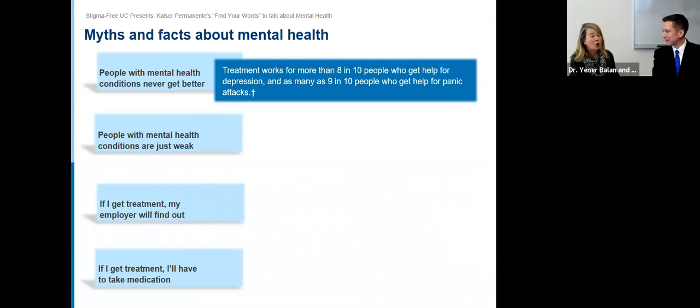So some mental health conditions are chronic conditions, and so people may have a recurrence, but treatment works. Approximately 8 in 10 individuals who receive treatment get better, have remission, and it varies a little bit by condition, but you can see here 9 in 10 individuals who have panic attacks find that treatment is effective for them.